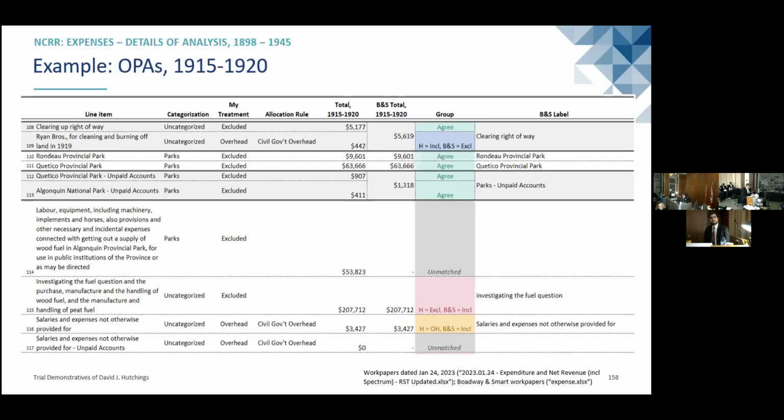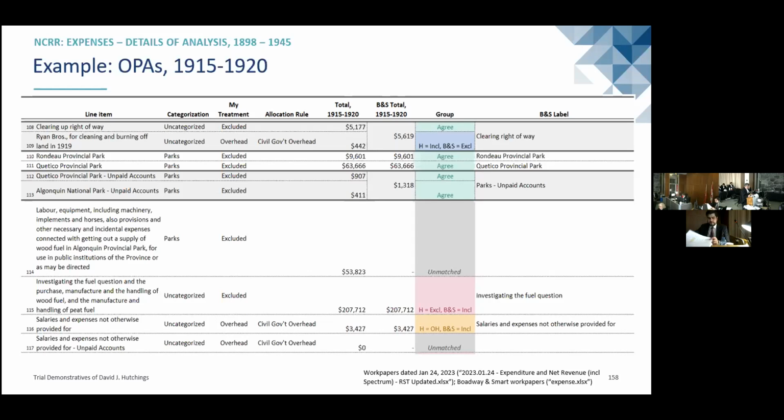I have two reasons to exclude this from net Crown resource revenues. The first is that it's not in support of a direct Crown resource revenue. No revenue coming about from this investigation, in my mind. And the second is, based on the historical record, the peat was not in the treaty territory. And this is still under mines and mining.